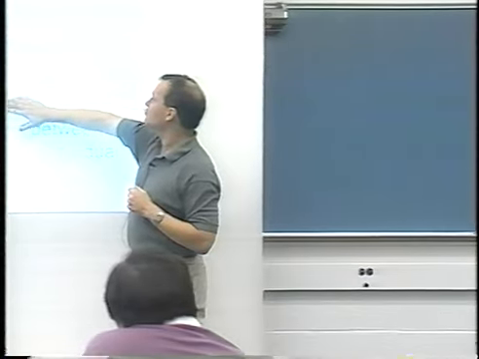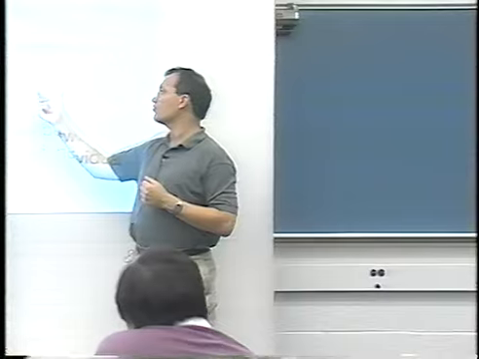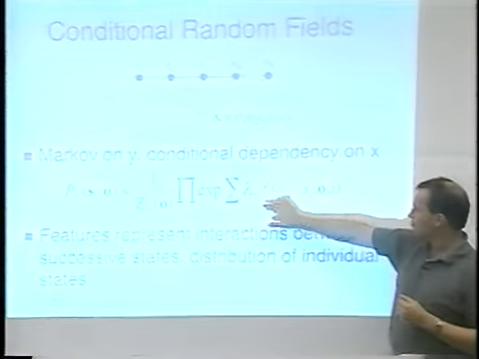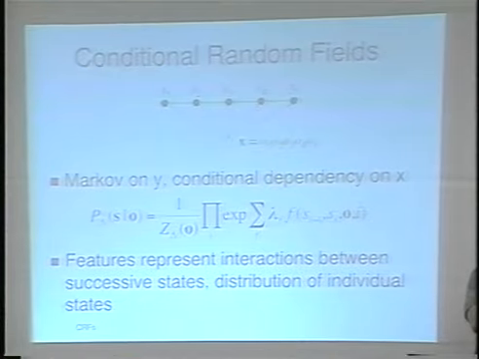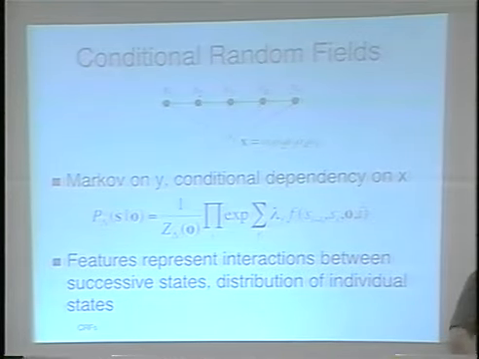And so the features are going to represent interactions between states. Also, if you imagine you have some features that ignore one of these, they could also be just features that talk about the distribution of individual states.